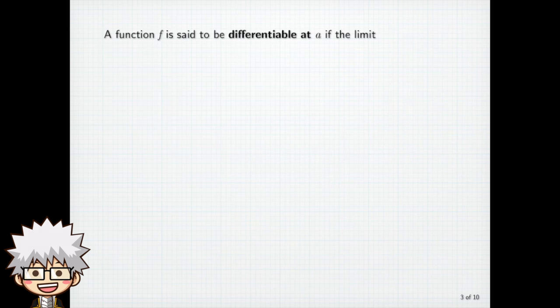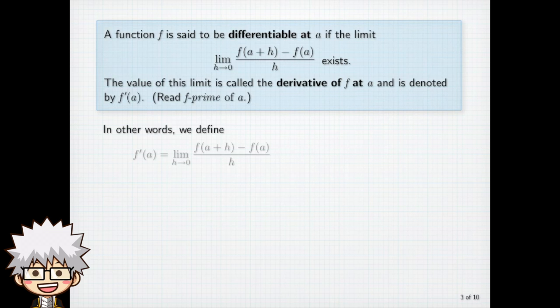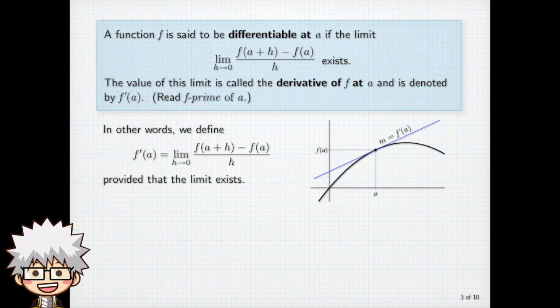A function f is said to be differentiable at a if the limit as h approaches 0 of f of a plus h minus f of a divided by h exists. The value of this limit is called the derivative of f at a and is denoted by f prime of a. In other words, we define f prime of a to be the limit as h approaches 0 of f of a plus h minus f of a divided by h, provided that the limit exists. And when that limit exists, it provides us with the slope of the tangent line to the graph of f at a, f of a.